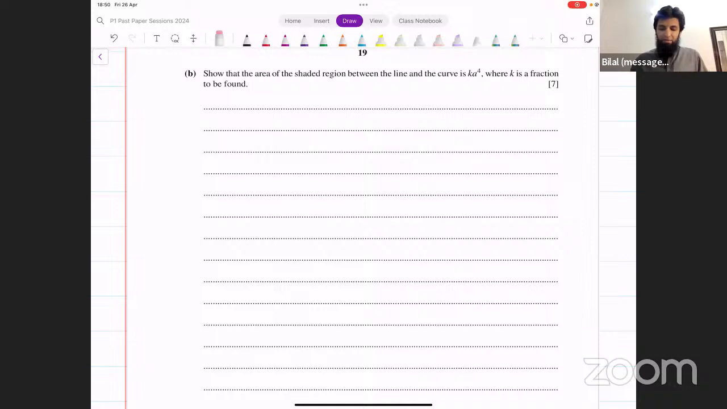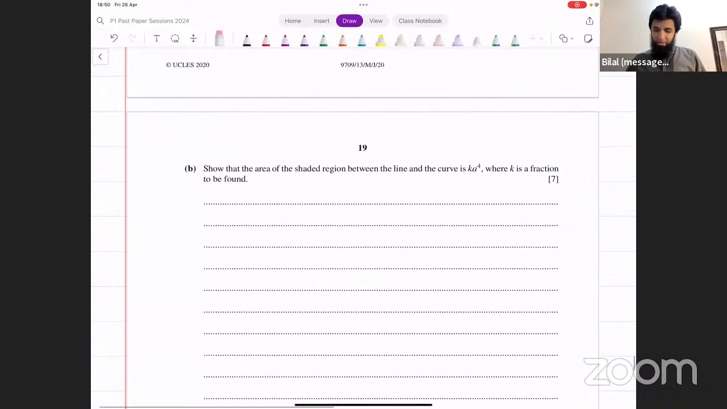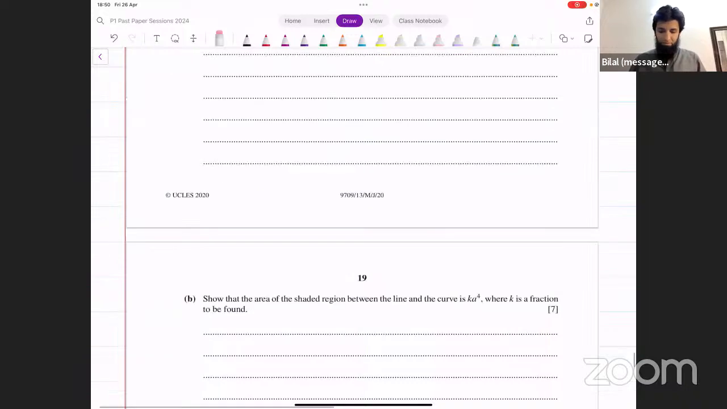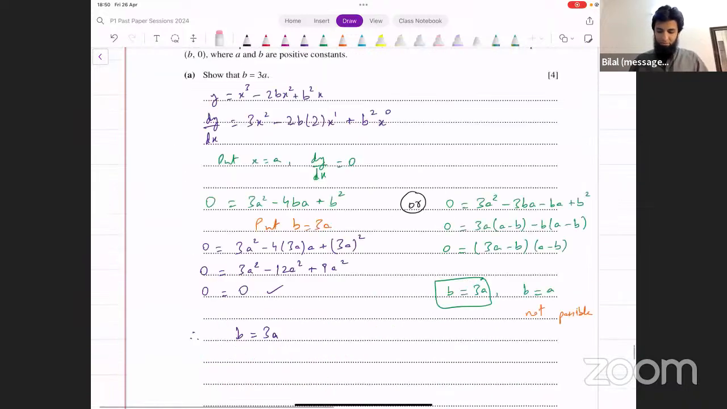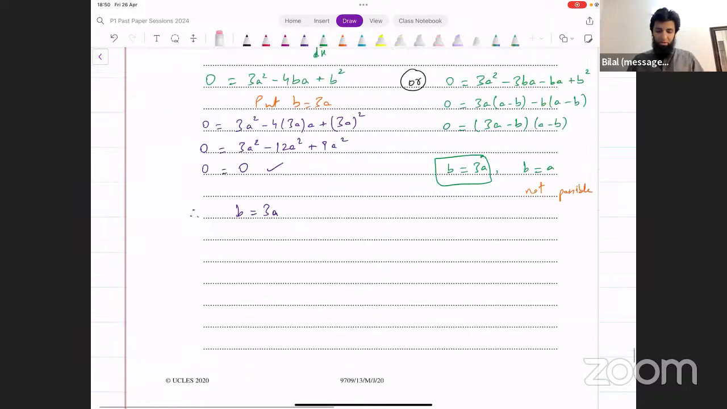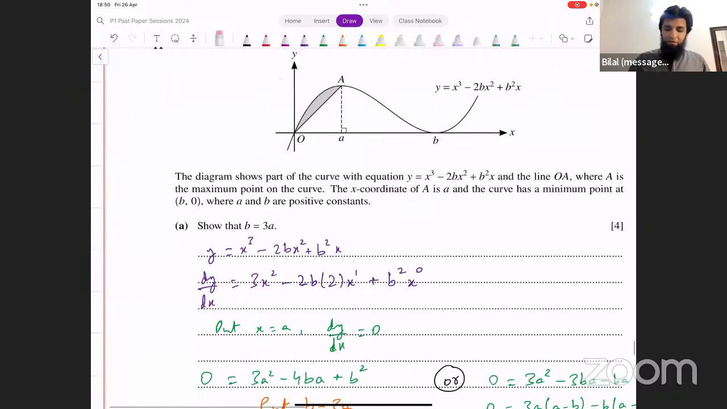Okay, so the area of the shaded region between the line and the curve is Ka raised to power 4. So in terms of a, you've got to find the area. And that's the last part. Okay, let's try this. How do you find the shaded region?